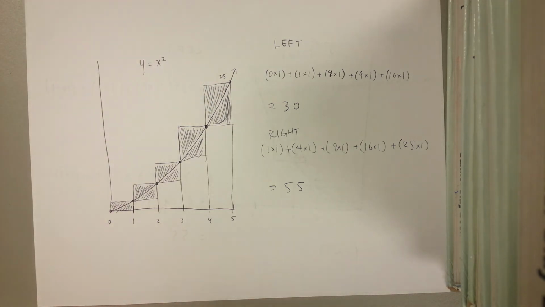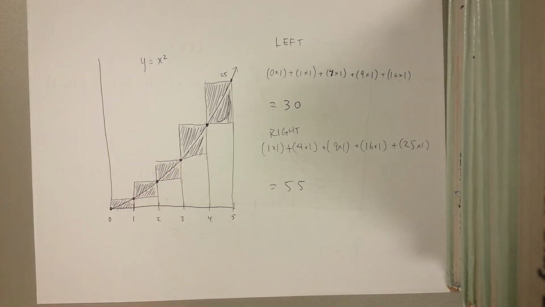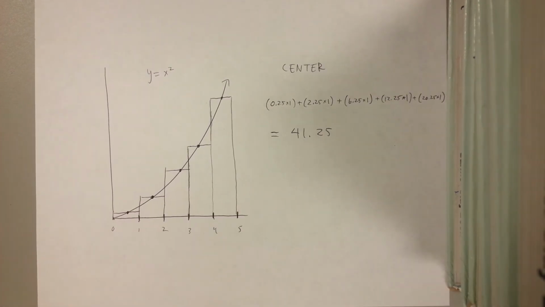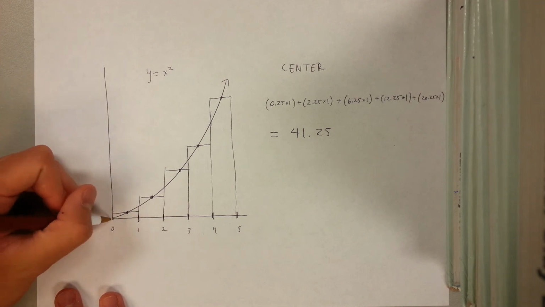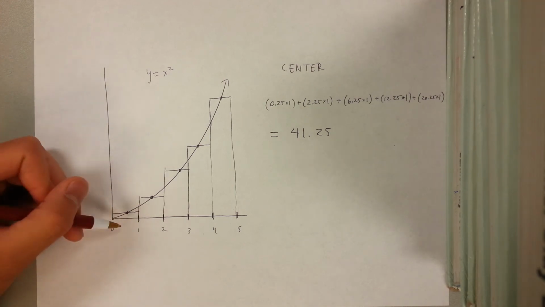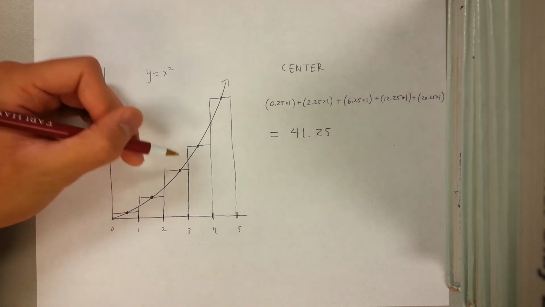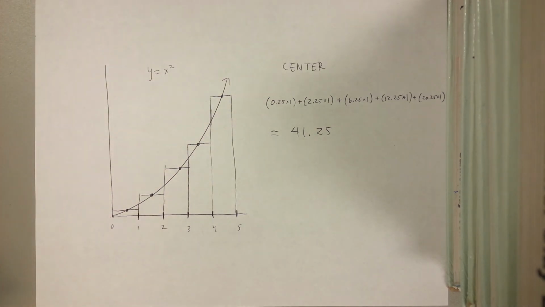The center Riemann sum uses the center values of each of these small intervals to determine the height of the rectangles. It gives us a much closer approximation. To do a center Riemann sum, simply find the value of the function at the center of each interval. The center of this interval is 0.5 because this goes from 0 to 1. So you get 0.25 here, 2.25, 6.25, 12.25, and 20.25. Do the same thing before and add up the areas of all of these rectangles.